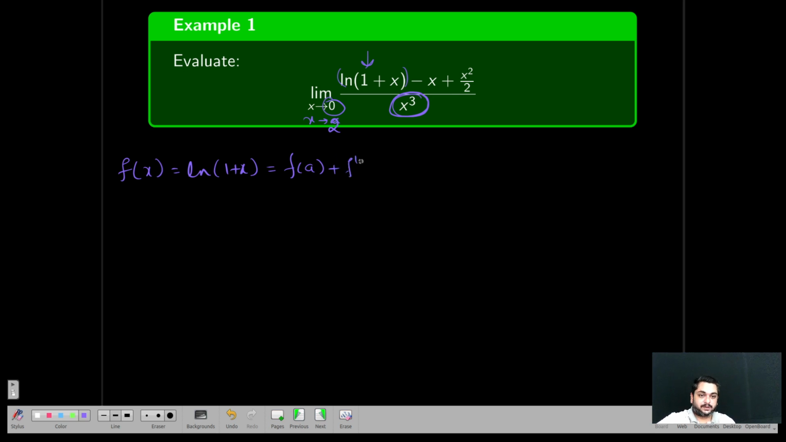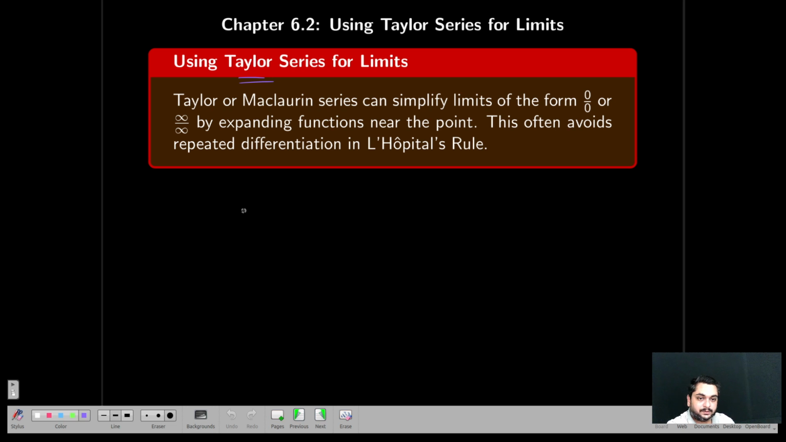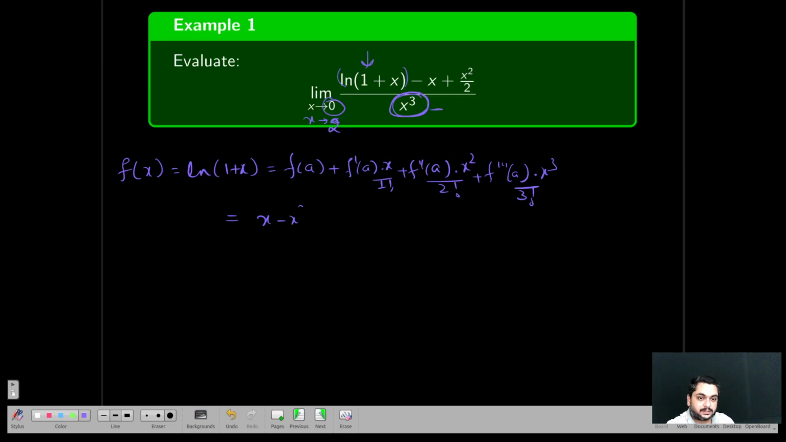So then it is f dash of a into x by 1 factorial plus f double dash of a into x square divided by 2 factorial plus f triple dash of a into x cube by 3 factorial. Now this is sufficient for me because the denominator is x cube. So what do I get? Previously I got it, right? So this is what I get, x minus x square by 2 plus x cube by 3.